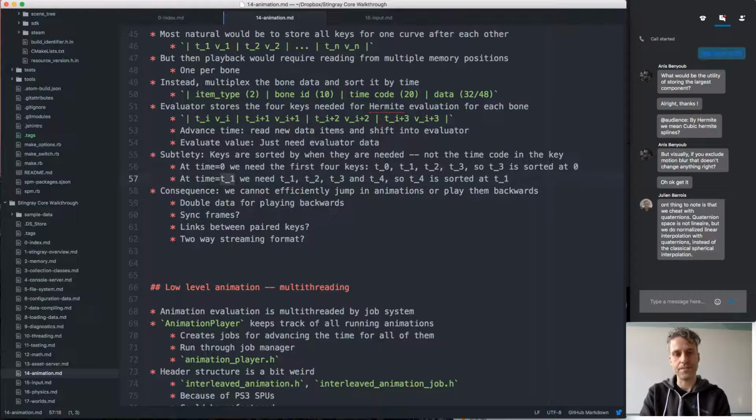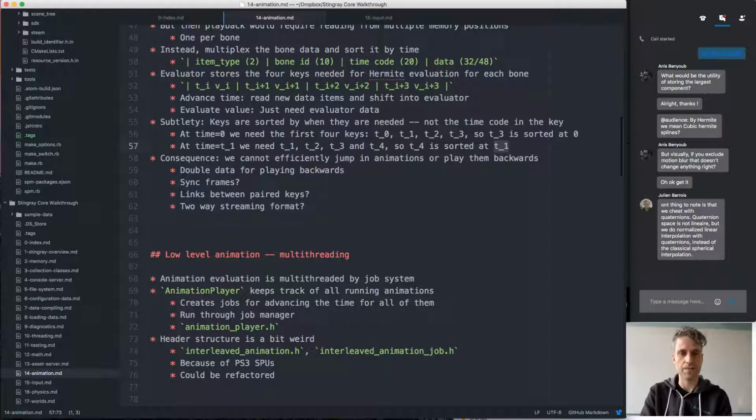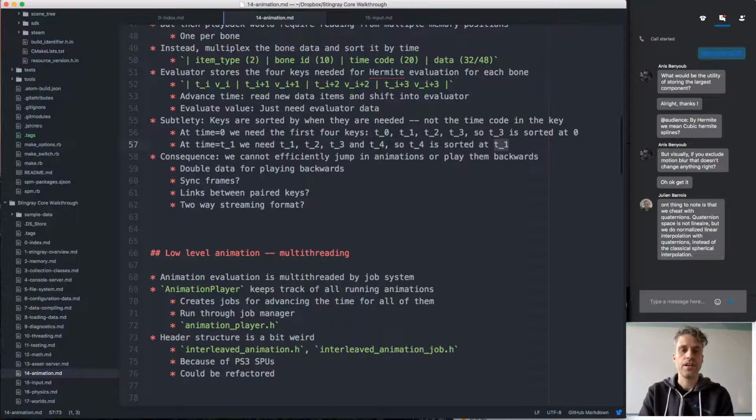At time 1, we don't need this segment anymore. We've passed through this segment. So at time 1, we will need these 3 keys, time 1, 2, 3, and a new key, time 4. That 4th key is sorted at time 1, because that is when we need that key. So it's just a little subtlety to keep in mind, that the keys are not sorted at their actual time values, but at the time when they are needed.